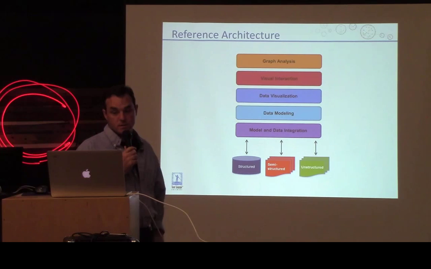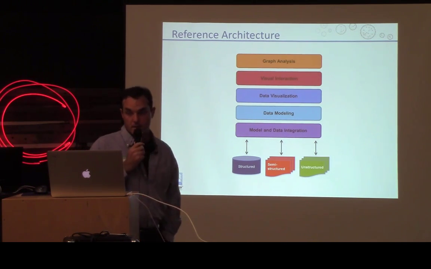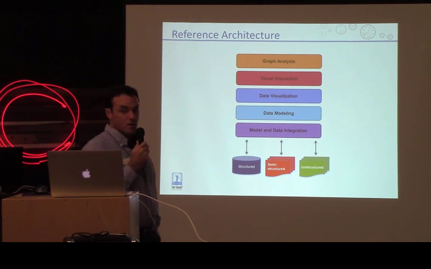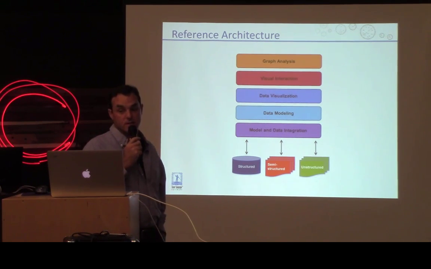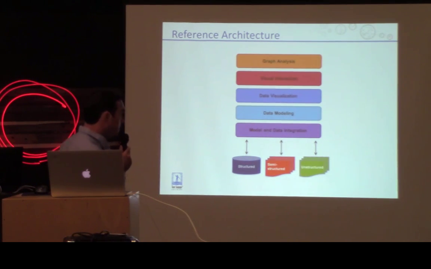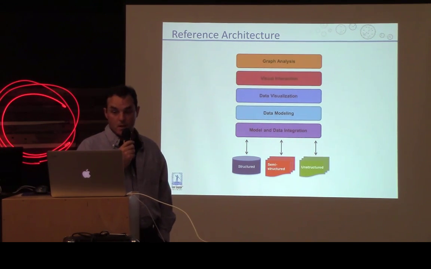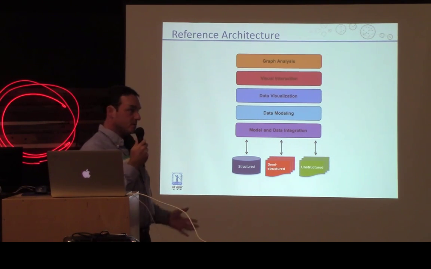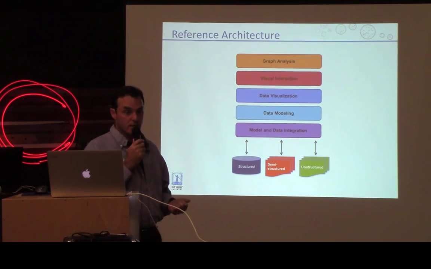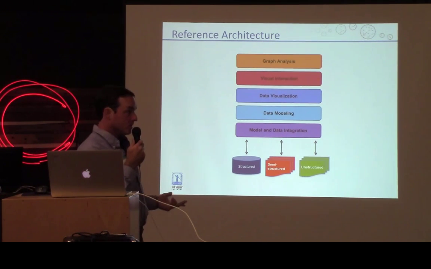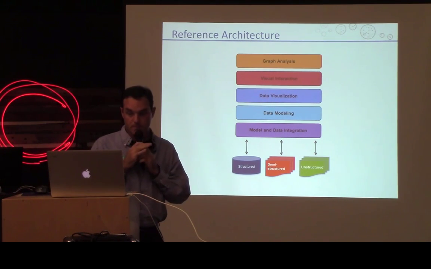Tom Sawyer supports structured, semi-structured, and unstructured data. We have what's known as model data integration, data modeling, data visualization, visualization interaction, and graph analysis. I know that's a lot, but this is what it takes to bring some of these more complex applications to the web. There are many phases to it depending on what you're trying to glean from the information, whether it be social network analysis, cluster analysis, or other types of graph analysis techniques.